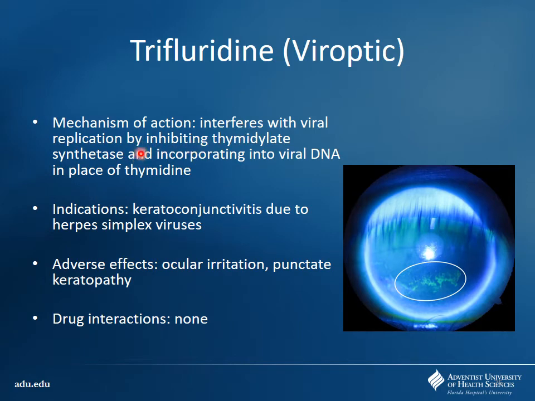So basically what it does is it gets incorporated into the viral DNA in place of thymidine, and the viral DNA cannot elongate off of that. So it'll attach onto the end of the DNA, can't produce any more DNA off of that, and it leads to cell death or to viral death eventually. This one we're going to use most often for keratoconjunctivitis due to herpes simplex. It's the most common thing we'll be administering this for.